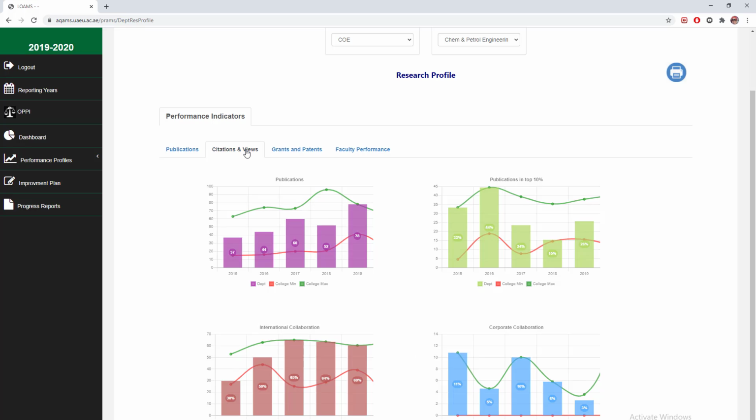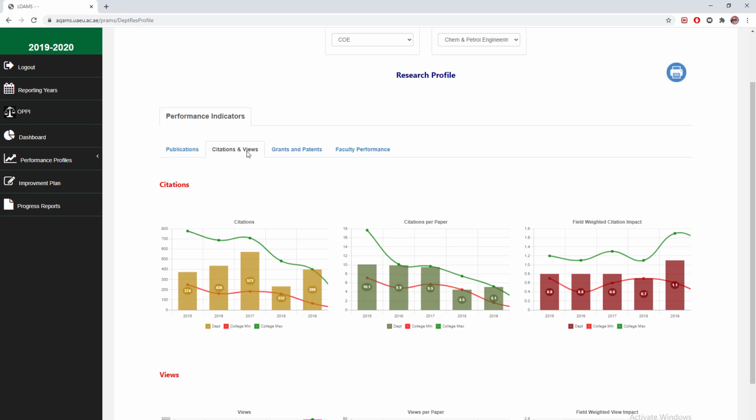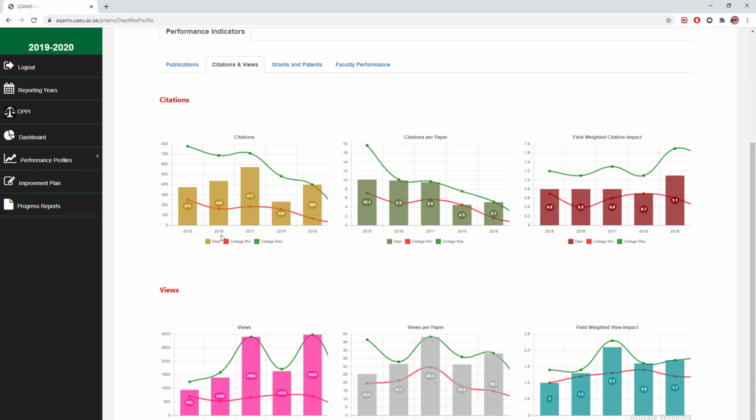Second tab here is the number of citations and reviews. You can see here the total number of citations for the papers published by the department. For the 37 publications in 2015, they received a total of 374 citations. And for the papers published in 2016, they received a total of 436 citations.